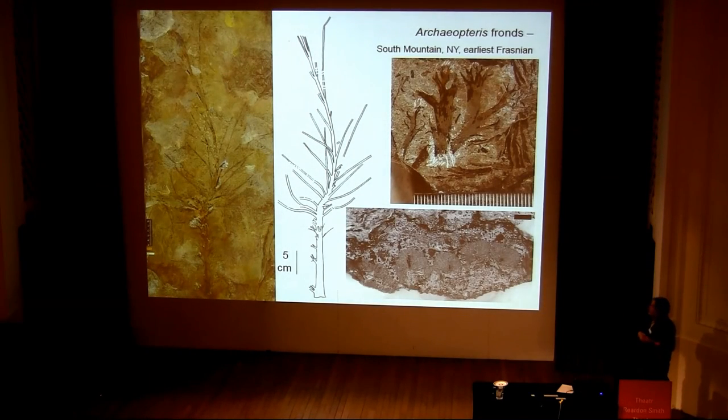Okay, so just a little bit more about Archaeopteris. Archaeopteris, by the time we get to New York State, has more substantial leaves. These leaves are sort of zipping themselves up. They're getting more planated, they're getting flatter, they're getting greener. The fronds are getting woodier. There's lots of wood in these fronds.